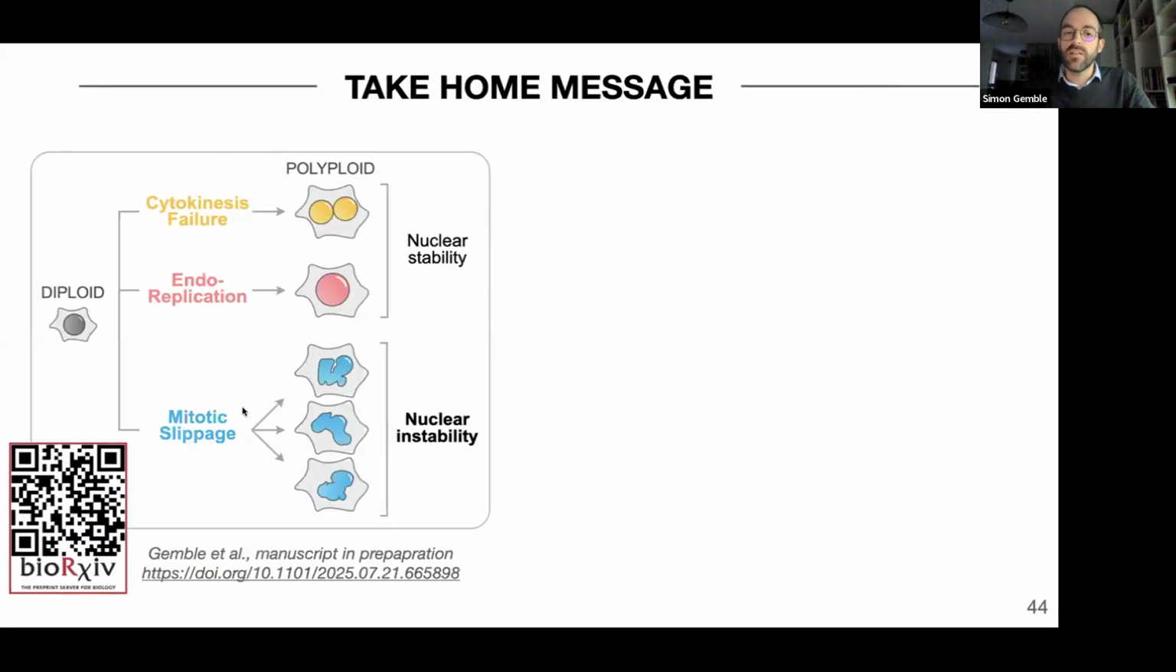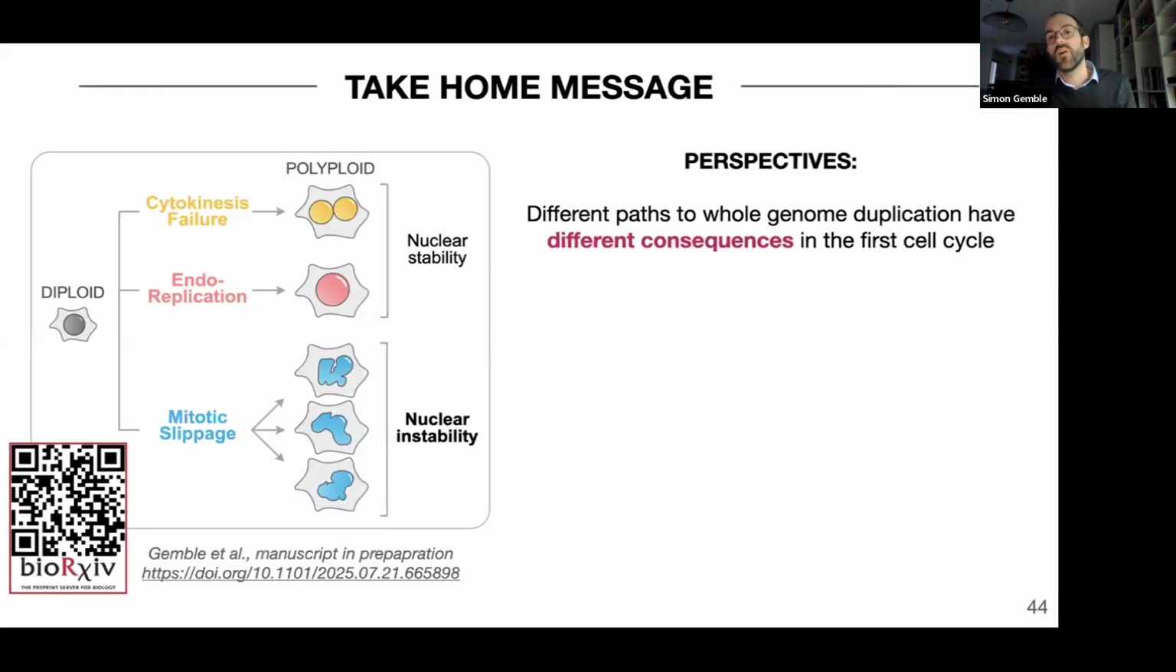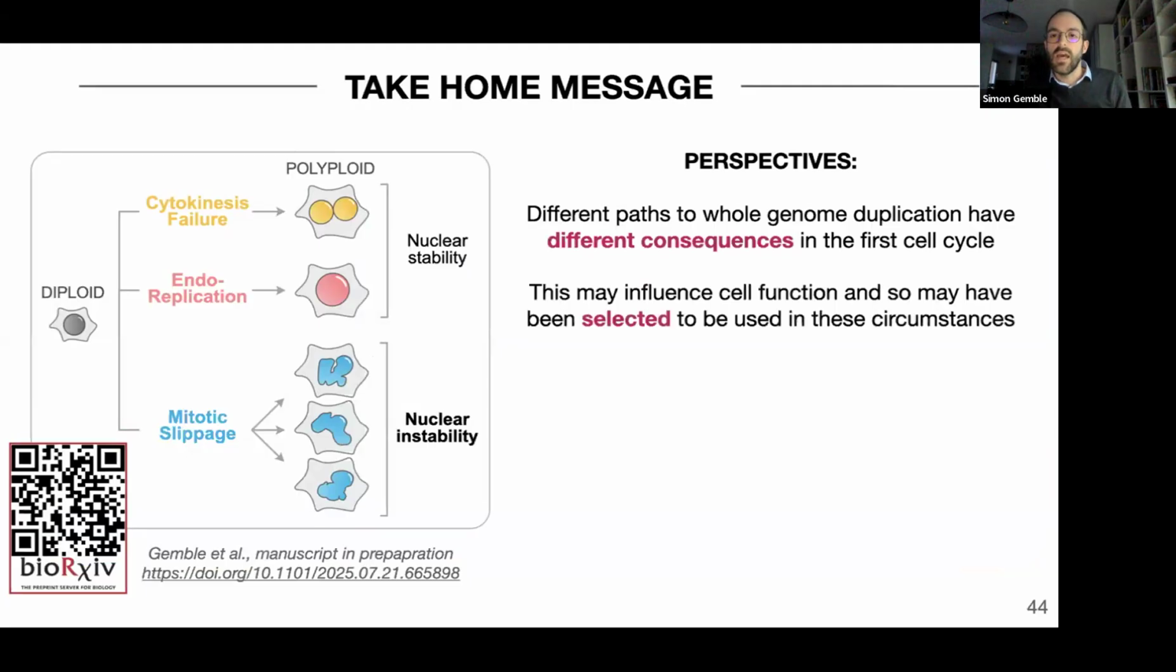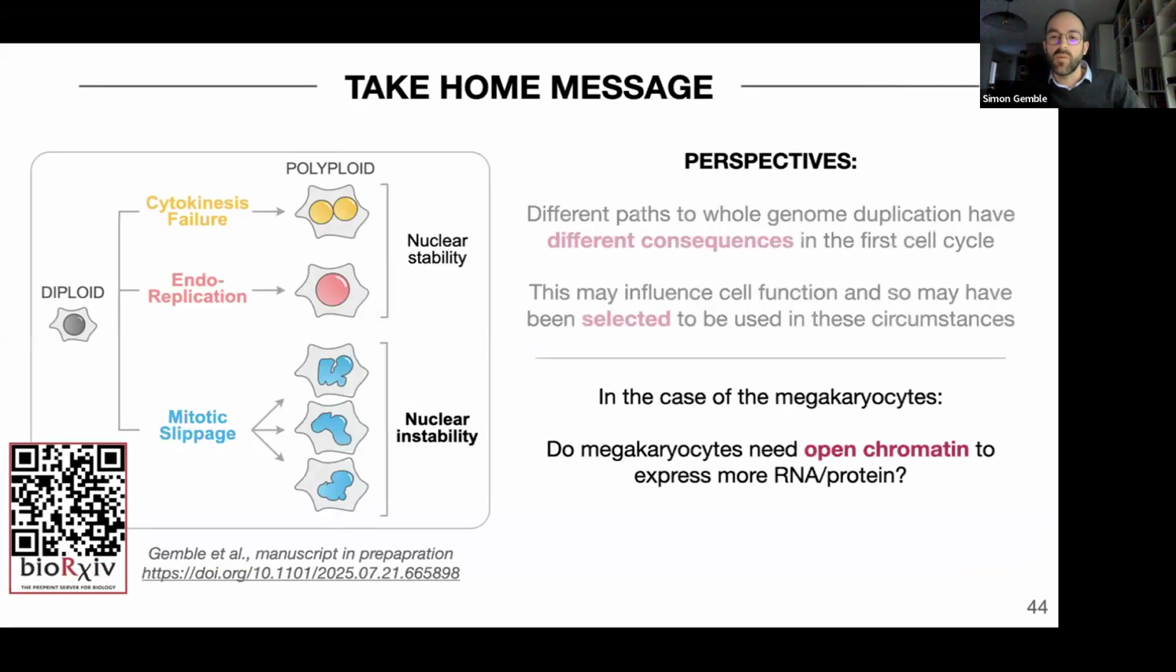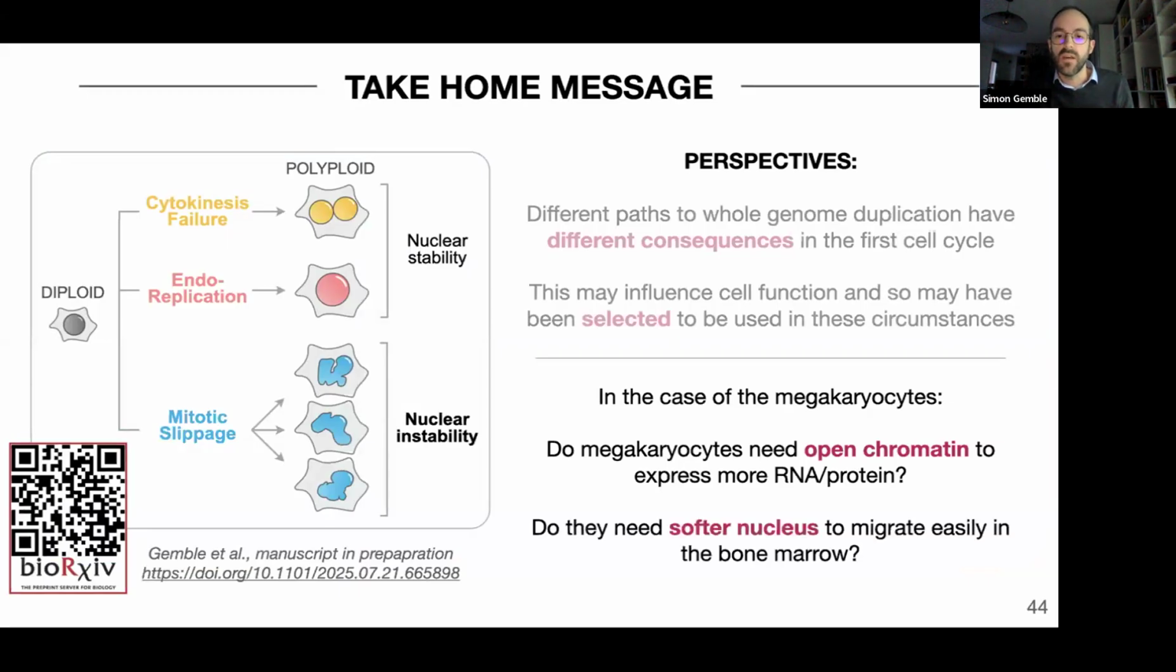Okay, so the take-home message is here. We found that only mitotic slippage is associated with nuclear instability. It means that different paths to whole genome duplication have different consequences in the first cell cycle, and this may influence cell function and so may have been selected to be used in these circumstances. If we take the example of megakaryocyte, maybe megakaryocytes need open chromatin to express more RNA and protein, or maybe they need softer nuclei to migrate easily in the bone marrow. These are questions that we are investigating in the lab right now.